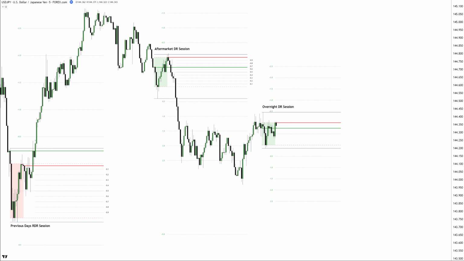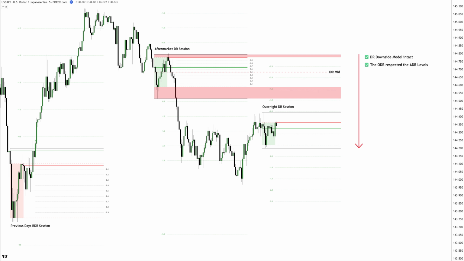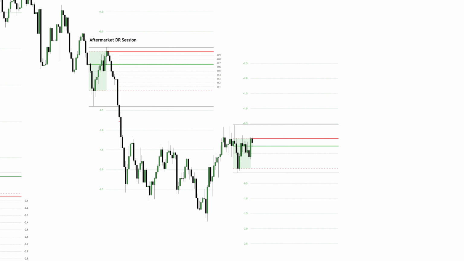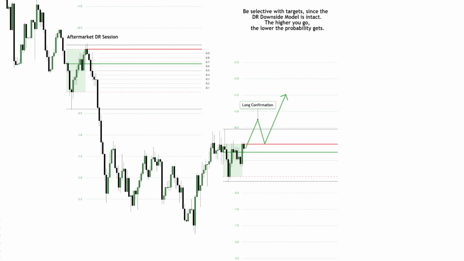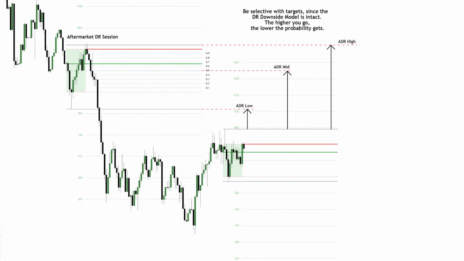The overnight DR session has not confirmed any direction yet, but it's already giving early signs of a possible DR downside model formation based on where it has formed. We would be very selective with targets if a long confirmation happens. Why? Because we have the ADR low, mid and high as barriers in a downside model.